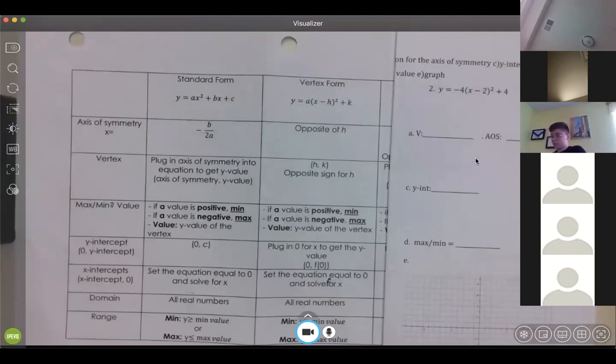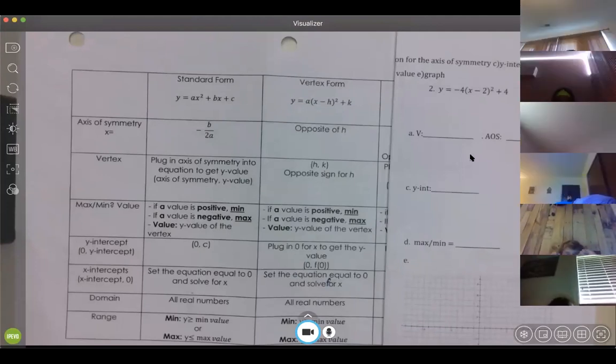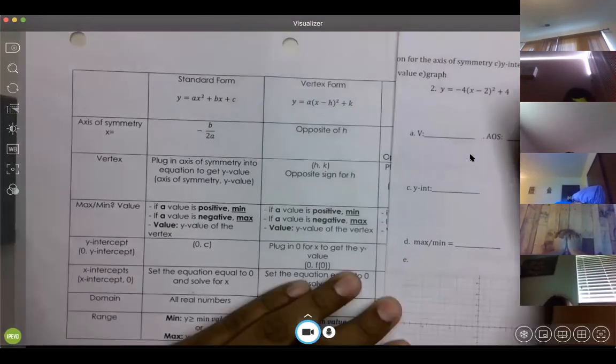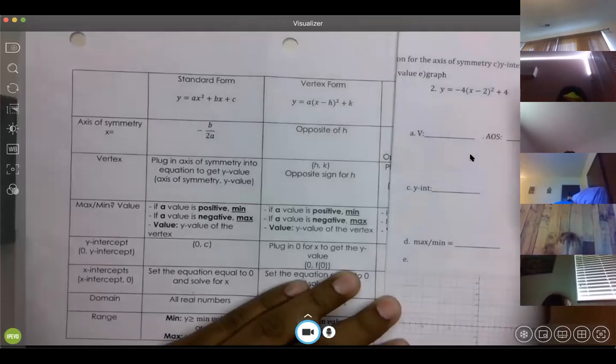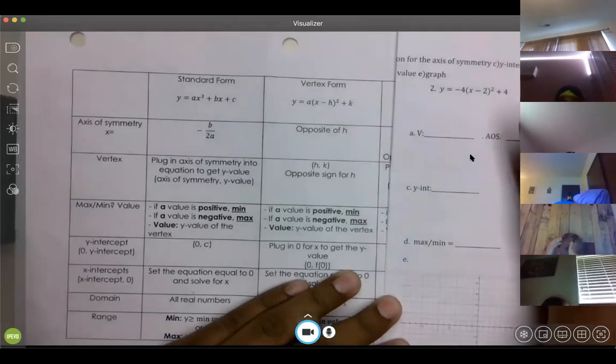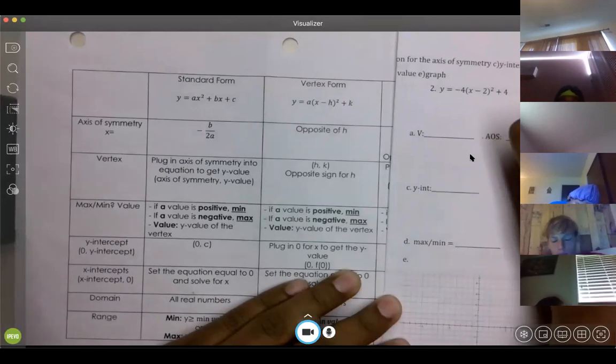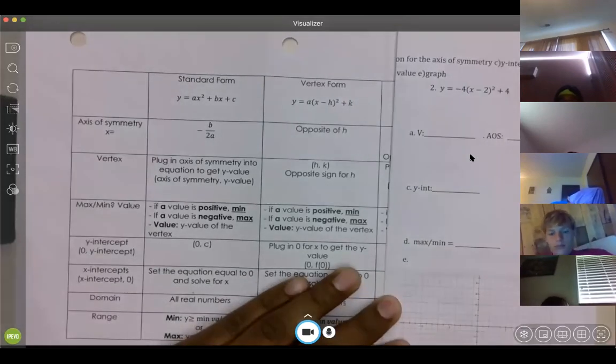What do you got for me, Jaden? Your A is -4. H is -2. And K is 4.